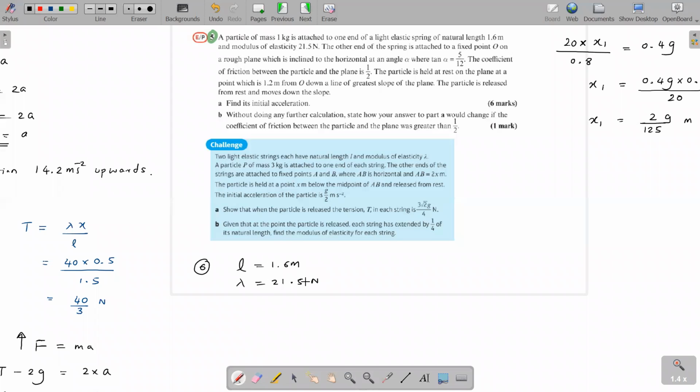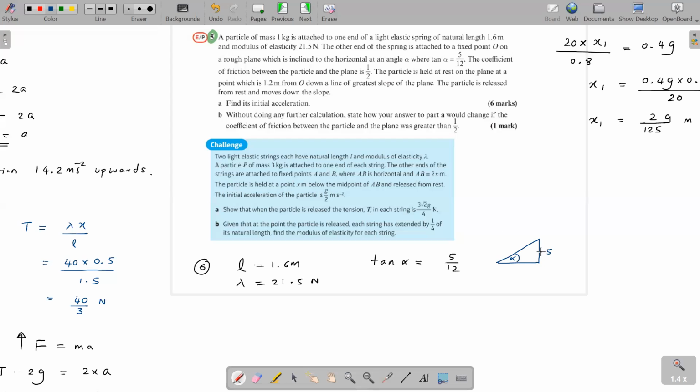The other end of the spring is attached to a fixed point O on a rough plane, which is inclined to the horizontal at an angle alpha, where tan alpha is 5 over 12. The moment you see tan alpha is 5 over 12, we draw the triangle and get cos alpha and sin alpha.